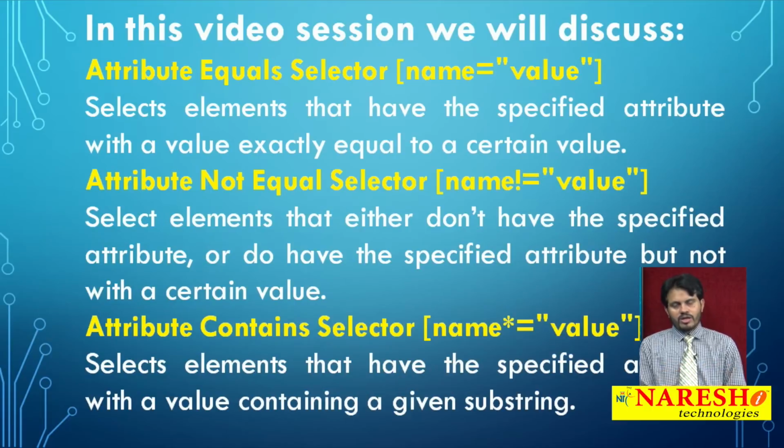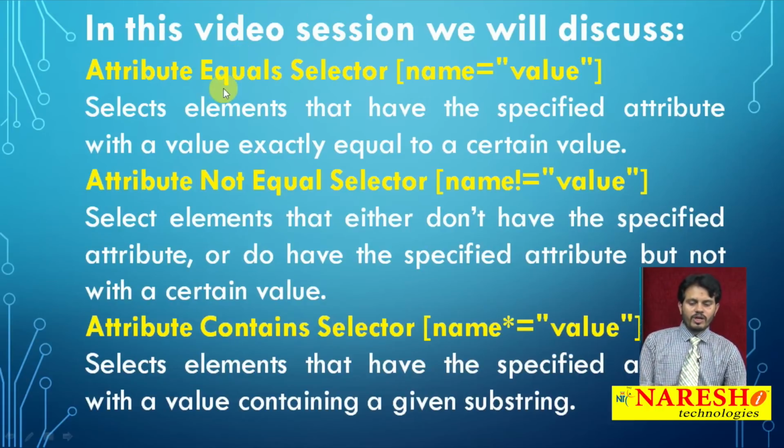Not exactly equal, or is not equal. It should be containing anywhere. So here I am saying equal selector. Here I am saying not equal selector. Now the third one is the content selector. Here, whatever value is specified, if this value is contained anywhere in that element's attribute value, either at the beginning, at the end, or in the middle position, that element is going to be selected.